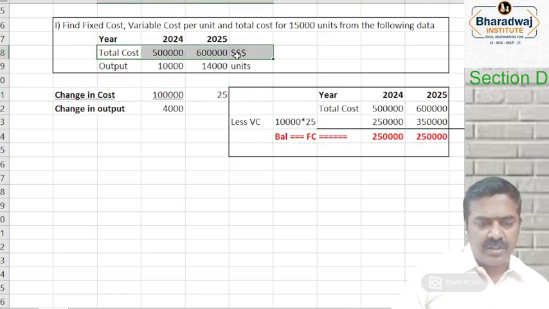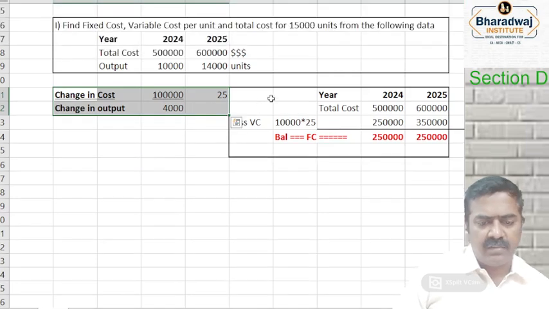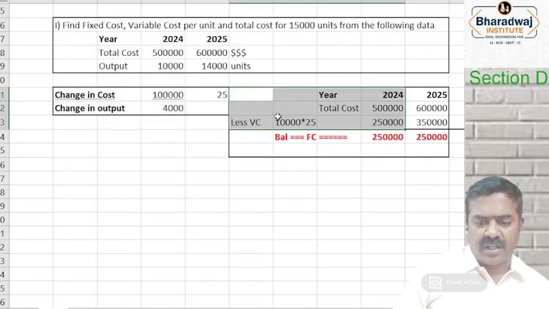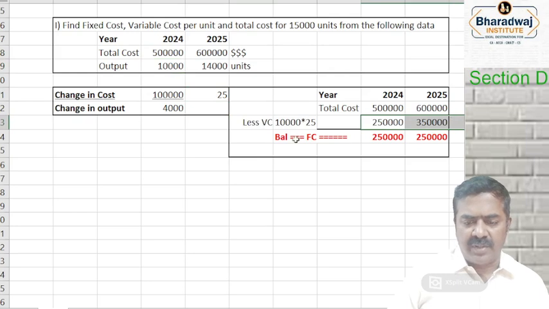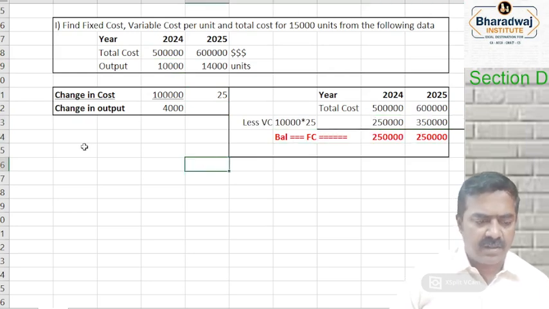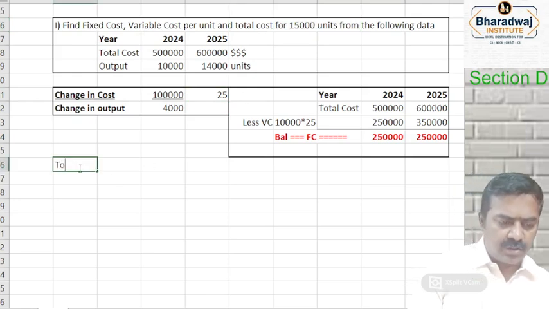I repeat, change in cost divided by change in output gives you the variable cost. Then from the total cost, minus the variable portion, that is, whatever changes with output: 10,000 into 25 gives 2,50,000, and 14,000 into 25 gives 3,50,000. The balance is fixed cost. So we worked out that fixed cost is 2,50,000 and variable cost per unit is 25. Now we need the total cost for 15,000 units.